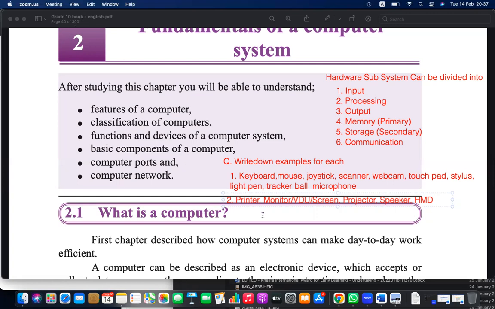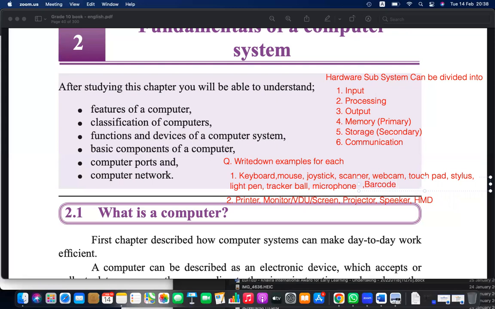Okay, what else? Then printer, monitor, video stream, projector, speaker. HMD, head-mounted device. Here I couldn't tell you the QR code, barcode scanners. These are also right. Barcode, but all are scanners.